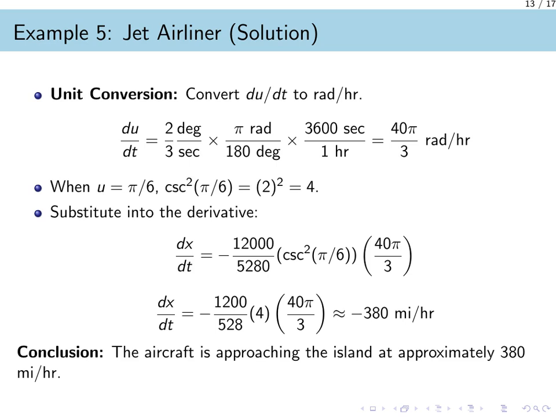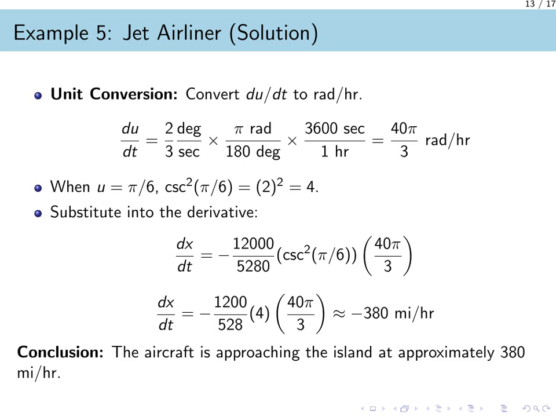A crucial first step is to handle the units correctly. Because calculus with trigonometric functions requires radians, and we want a final speed in miles per hour, we must convert the angular rate. This changes 2/3 degrees per second into 40π/3 radians per hour. Next, we evaluate the cosecant squared of our angle, π/6, which gives us a value of 4.